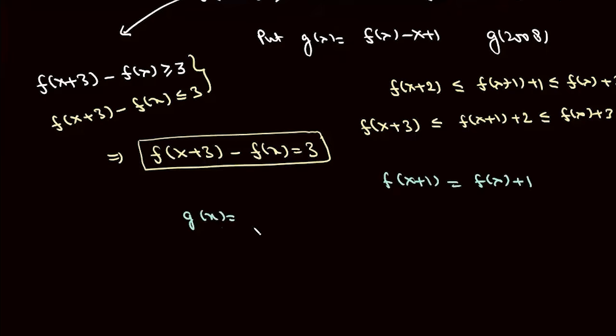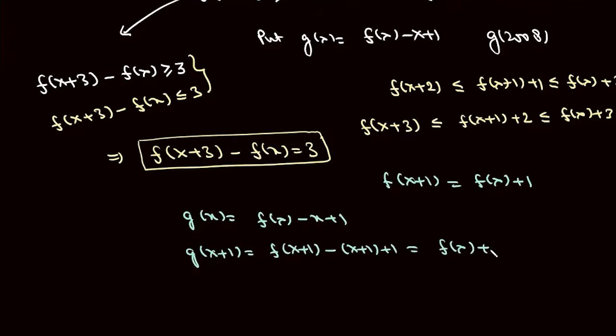Now we are given g(x) equals f(x) − x + 1. We can write g(x+1) as f(x+1) − (x+1) + 1. Now f(x+1) is f(x) + 1. So it will be f(x) + 1 − x, which is nothing but g(x). So this function g(x) is periodic with period 1.